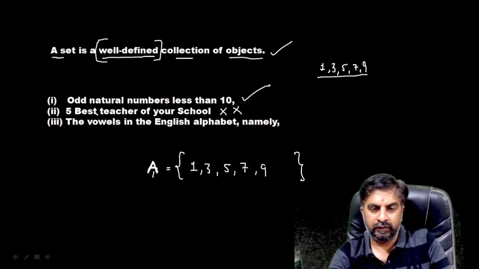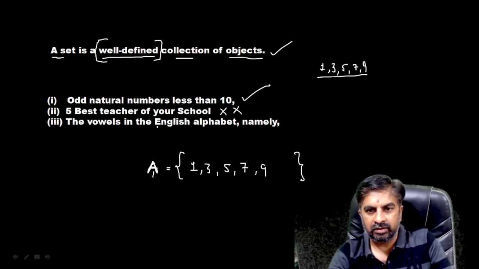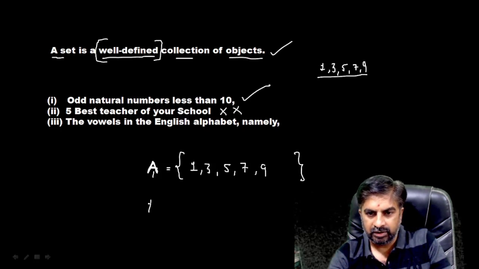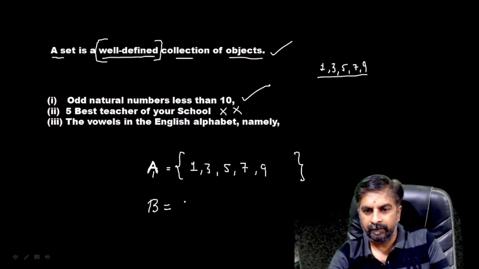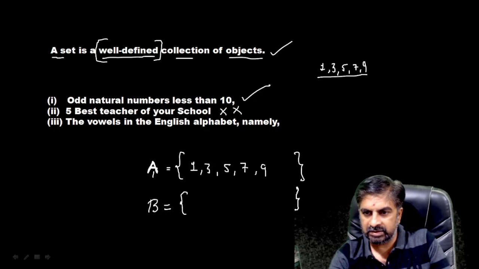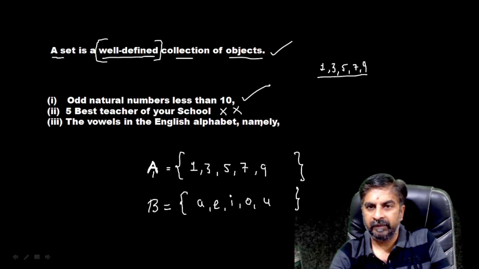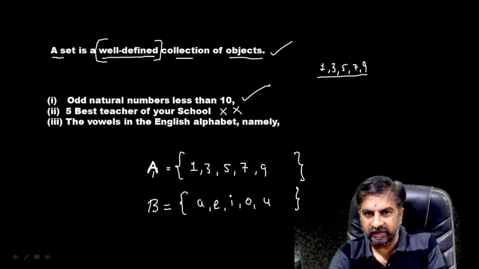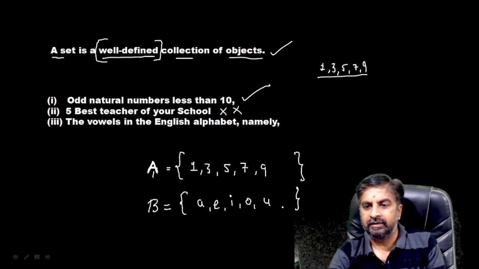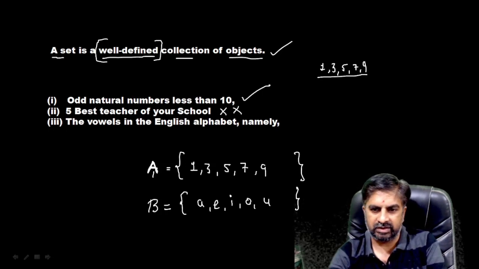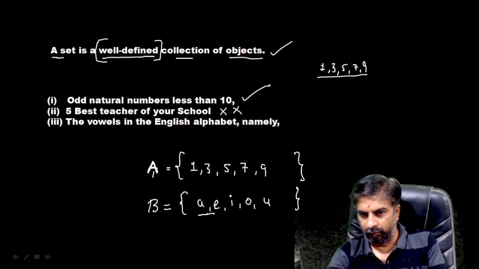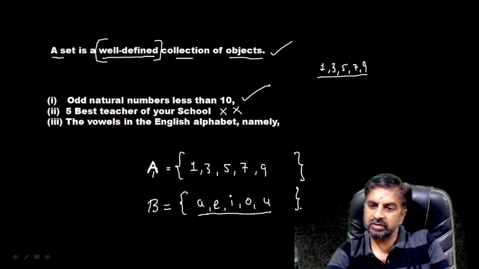Now let us go with the vowels in the English alphabet. I can give another capital letter B, and inside the curly braces we know A, E, I, O, U. These are the vowels. So you can see they are fixed, well defined. Well defined means everybody gets the same answer, everybody knows these are the vowels. So this is well defined.